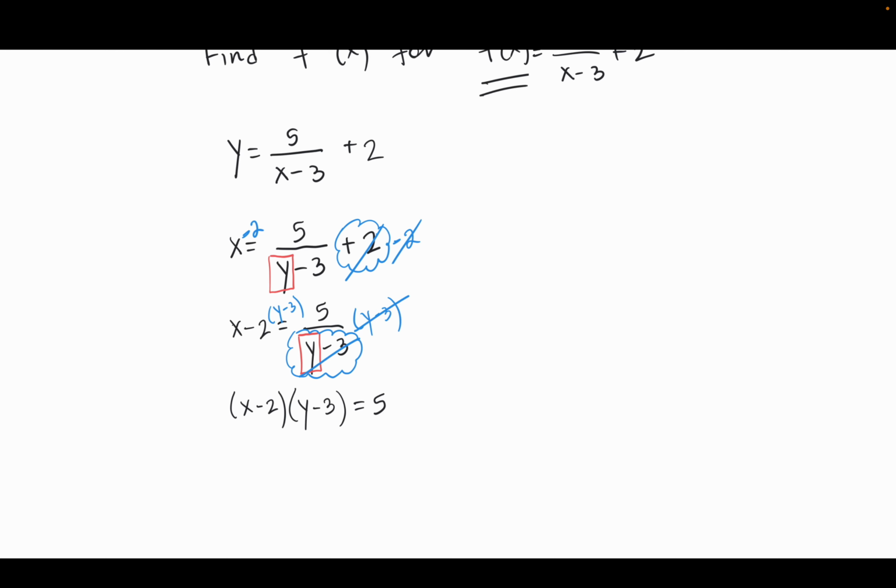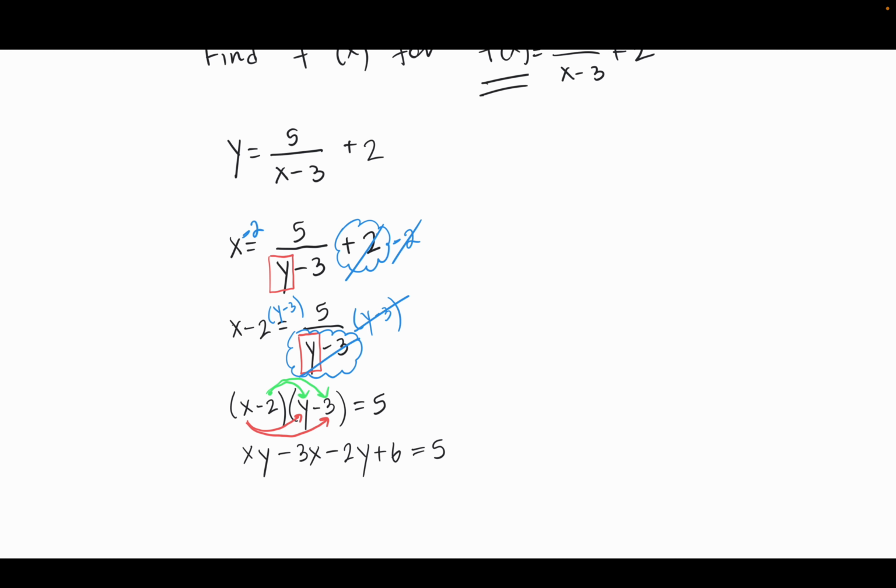Now I will get rid of the parentheses on the left side, and that means FOIL or distribute twice. So we take the x and multiply it by y, which gives us xy. Go back to x, multiply by negative 3, that is negative 3x. Now repeat all of that with this negative 2 times y, which gives me negative 2y. Go back to negative 2, multiply by negative 3, which gives me positive 6, and still equal to 5.